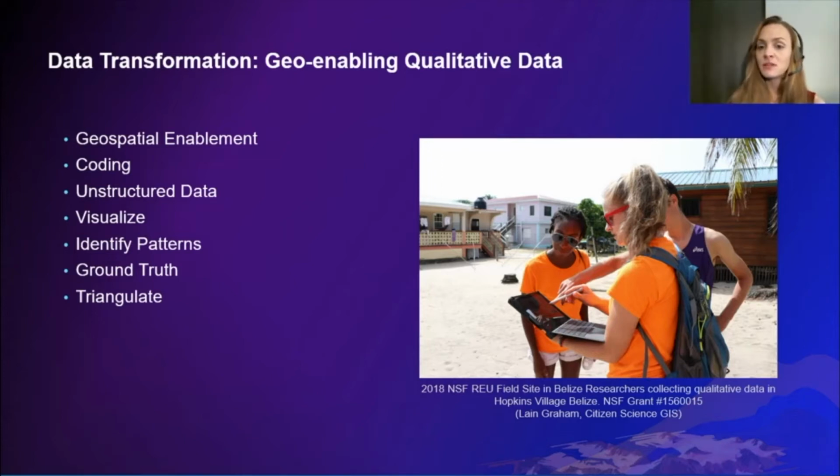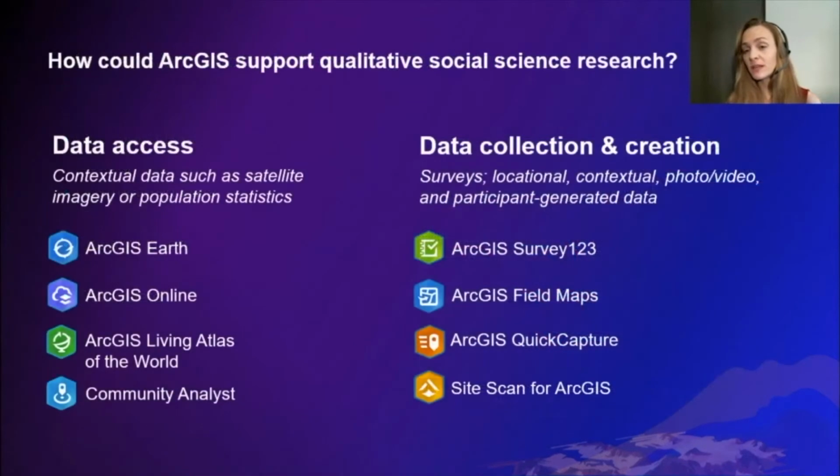Now that we've taken some time to define what qualitative and quantitative social science research approaches exist, and how social science researchers can leverage geospatial information to enhance their workflows, let's turn our attention to what the modern social science researcher has available in their toolkit. Not only do they have access to a variety of different contextual data sources, such as satellite imagery or population statistics, but also contributions from the open data community.